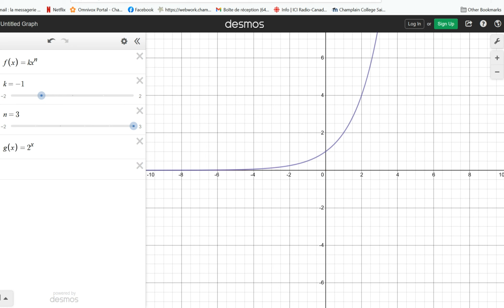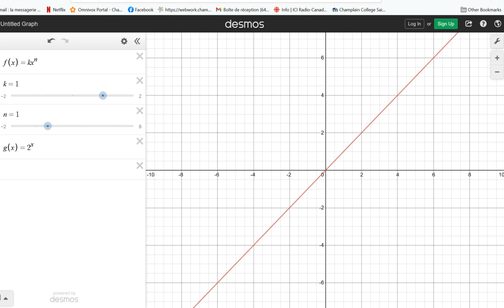Okay, g of x is 2 to the x. That's not a power function, because for a power function, the variable is in the base, not in the exponent. And this is what's happening here with 2 to the x. In particular, with 2 to the x, you notice there's an asymptote. So it gets really close to the x-axis when x becomes negative. And that's not a behavior you're going to see for power functions.